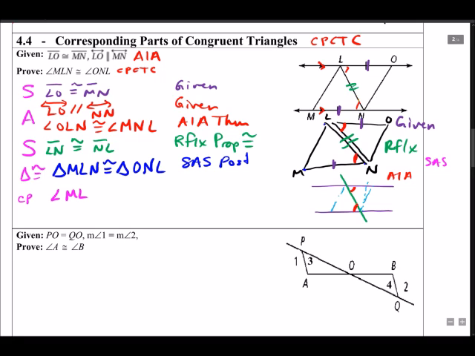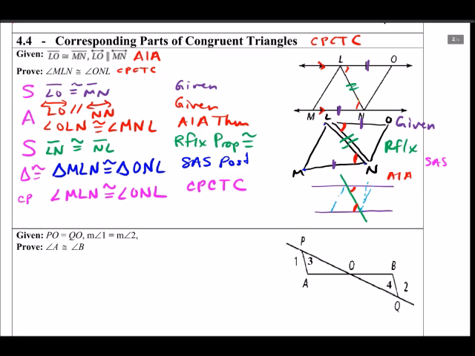Angle MLN is congruent to angle ONL, and it's already in the right order because it matches my triangles, right? So I did my triangles in the order of the angles that I wanted. So I know if my triangles are congruent, I can use CPCTC to make any corresponding parts congruent. So yay! That wasn't terrible.